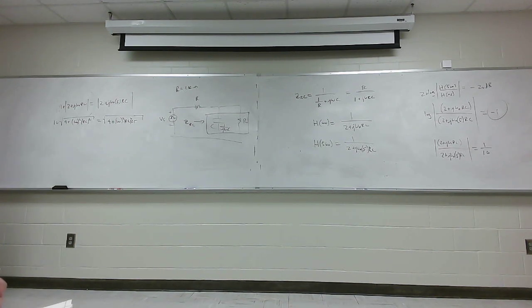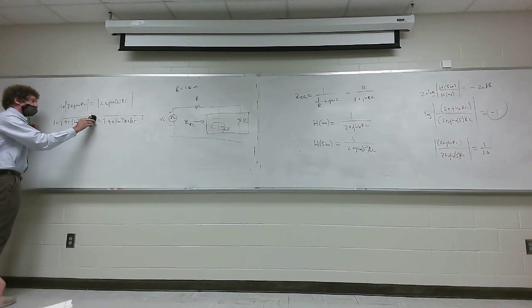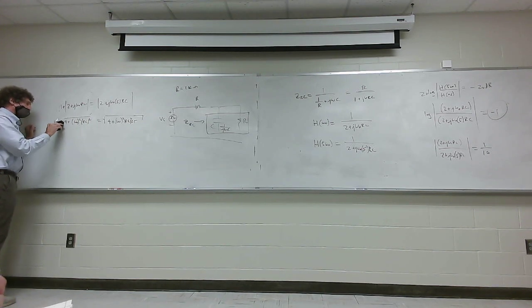I'm just doing straight math here. And then at this point, I guess you could fuss with it, but I'm going to square both sides. If you square both sides, I get rid of this square root. This becomes 100, right?